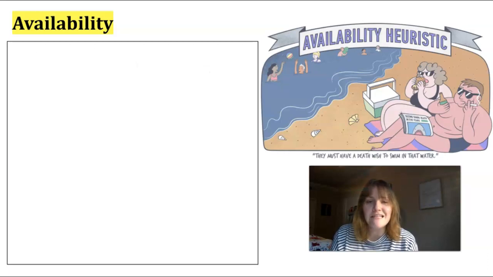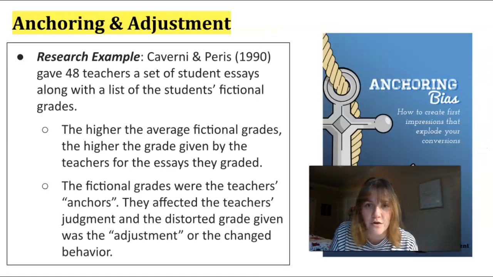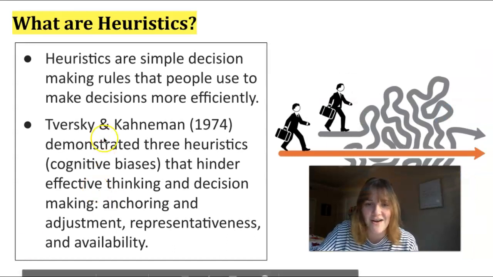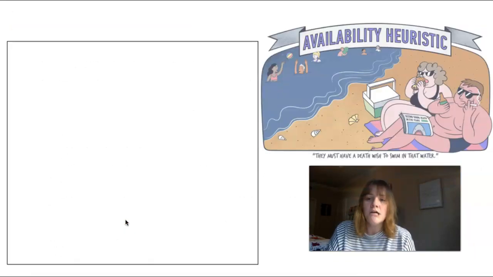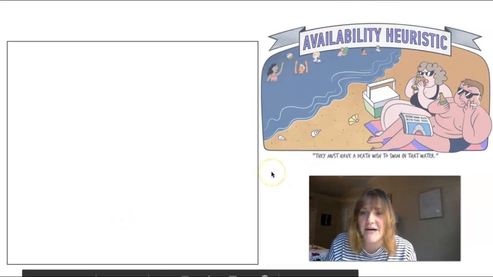Okay, last but not least in this little group of three, from Tversky and Kahneman's research, is the availability heuristic. I always forget their names, y'all. I know it's hard to remember their names. So let's go ahead and talk about the availability heuristic. This picture basically explains it.